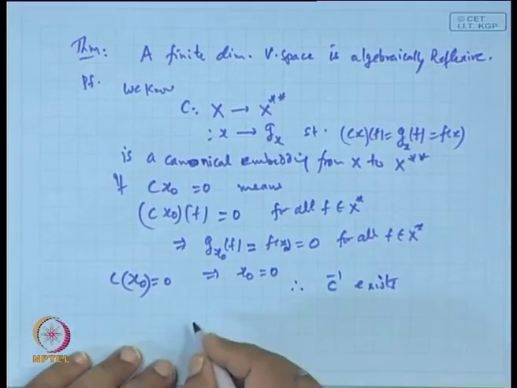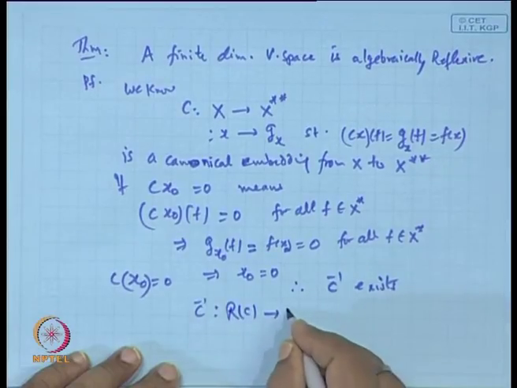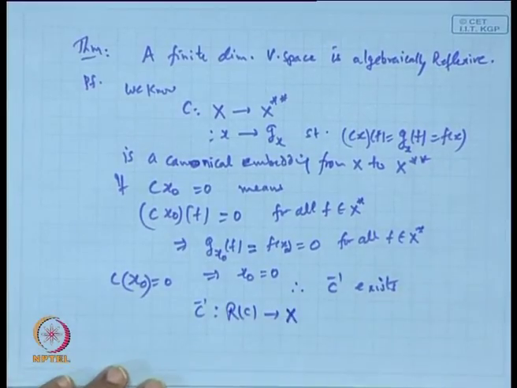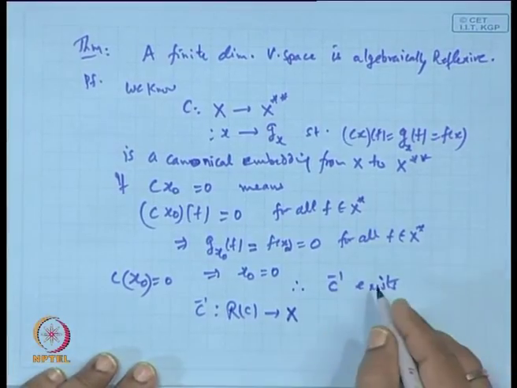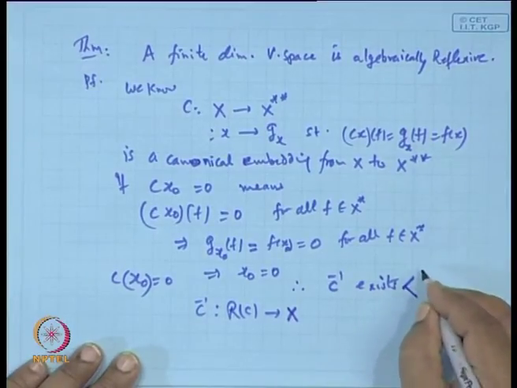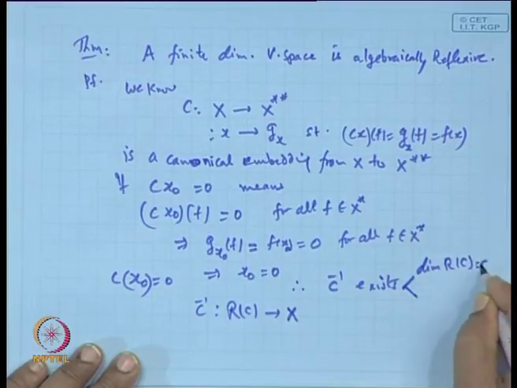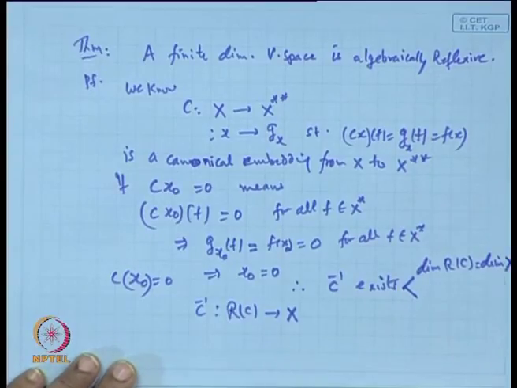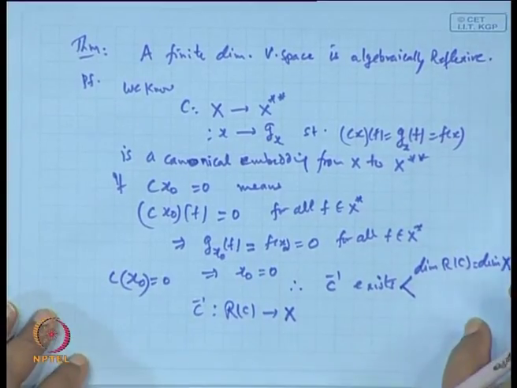Once C inverse exists, C inverse is a mapping from the range set of C to x. And not only this, when it exists, we get from here that the dimension of R C is the same as the dimension of x. As soon as the inverse exists, both will have the same dimension.